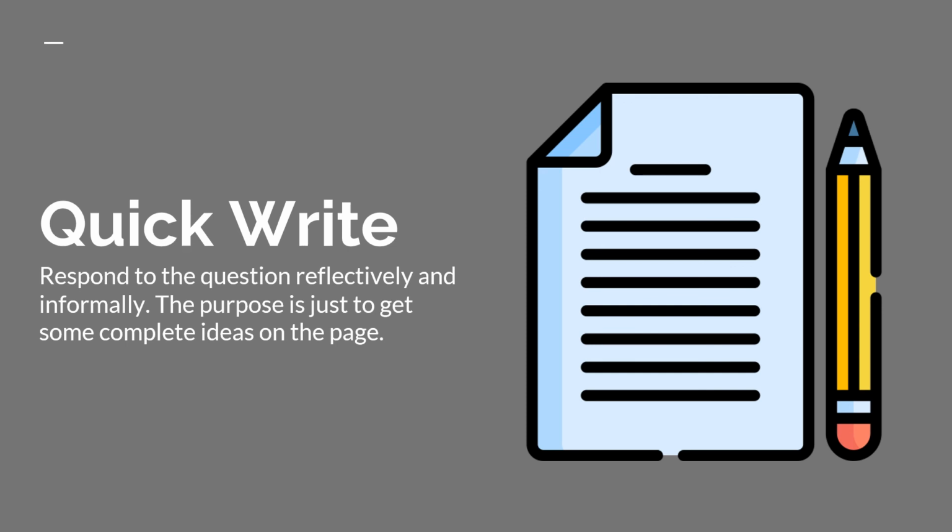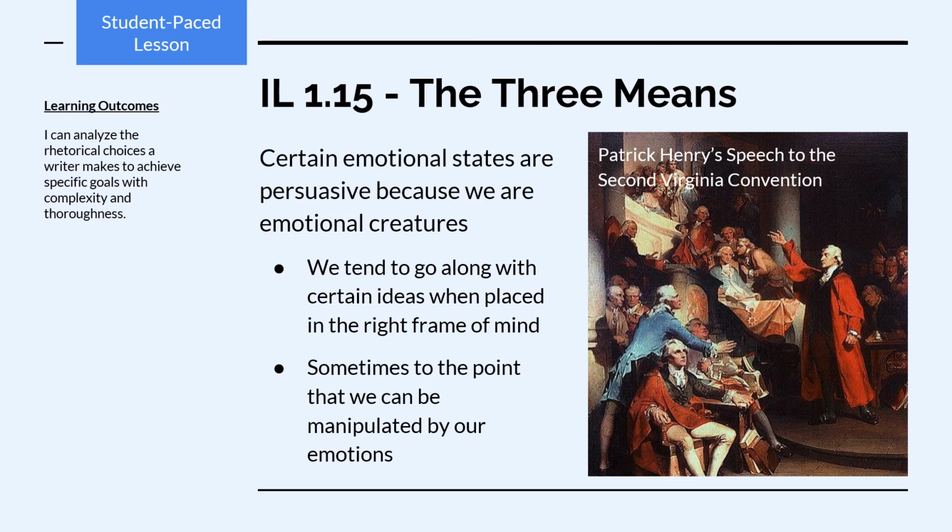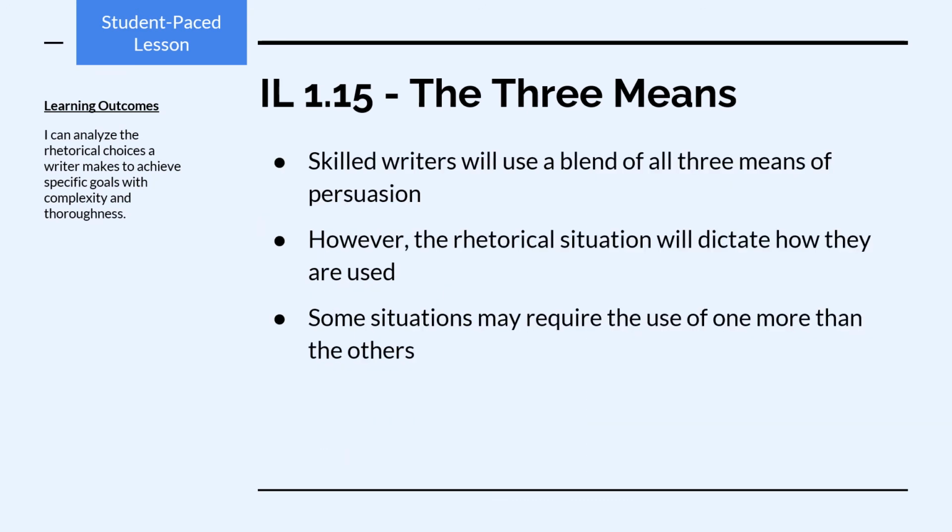Let's do one last quick write, this one over persuasion through emotion. Emotions can be persuasive because we are emotional creatures. We tend to go along with certain ideas when we are placed in certain frames of mind. Again, sometimes to the point that we can be manipulated into doing things when our emotions are stirred. Skilled writers will use a blend of all three means of persuasion in a text. However, the rhetorical situation will dictate how these three means are used, and some situations may require the use of one more than the others.